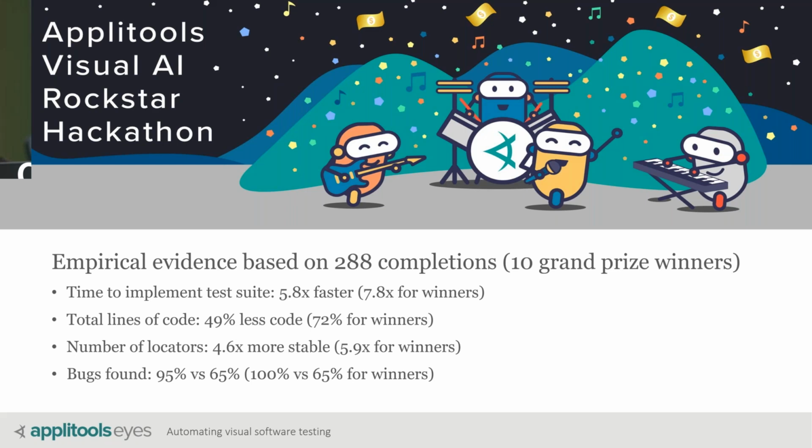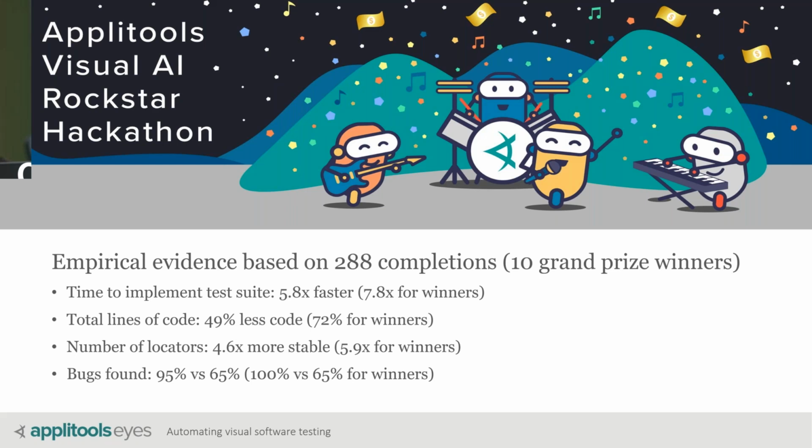And for the winners, they got to 100% coverage. Now, these are very impressive numbers. However, it's important to take into account 2 more factors. First of all, the people that participated in this hackathon were test automation practitioners. These are people that have years of experience doing test automation the traditional way. And this was the first time that they were exposed to and tried out the visual AI approach. And even though they had a lot of experience with the other approach and just started out with the new one, they did so much better using the new approach.